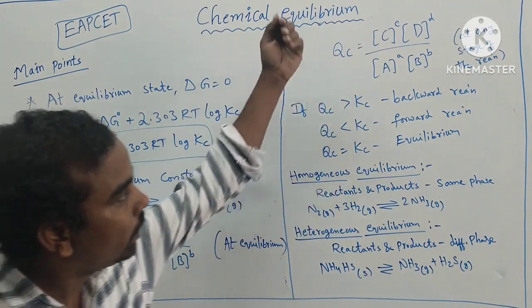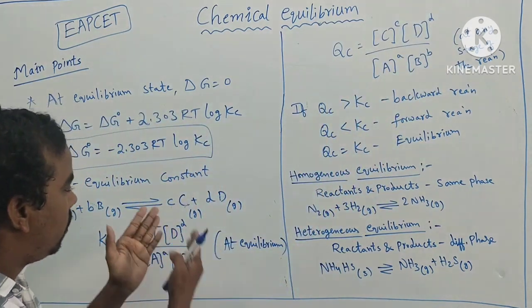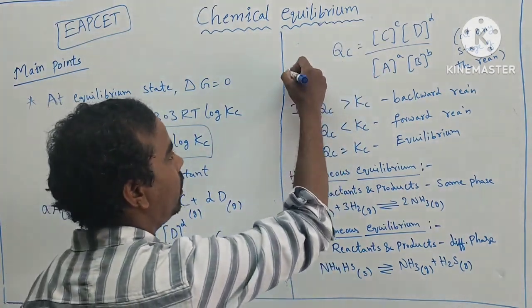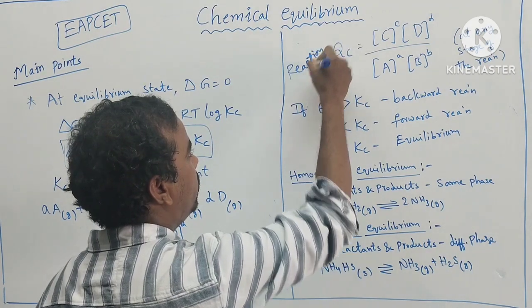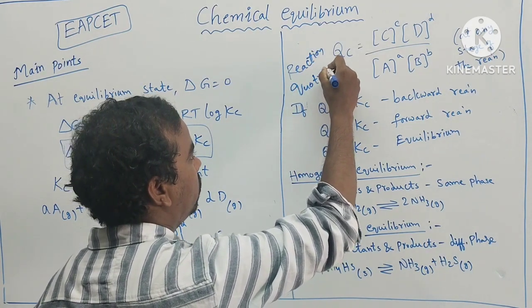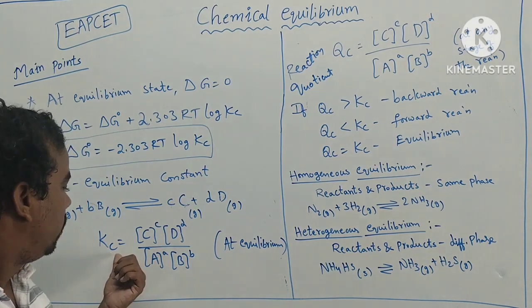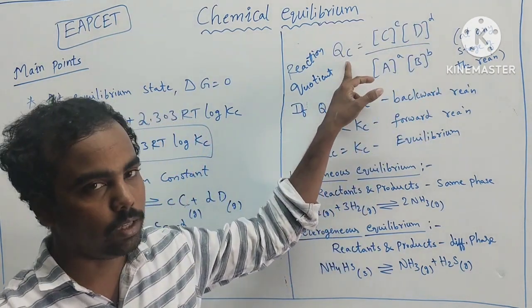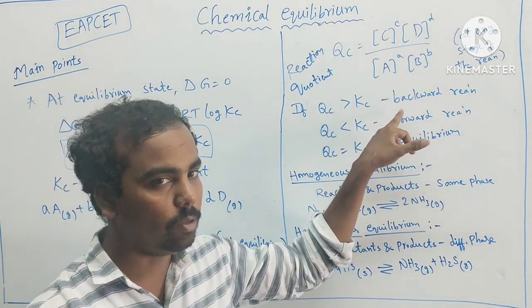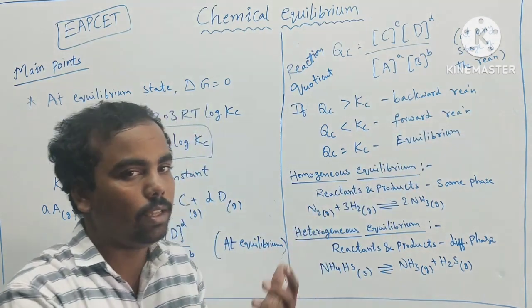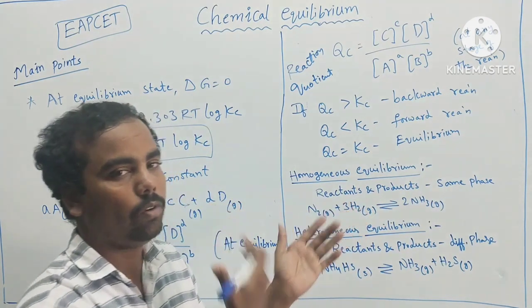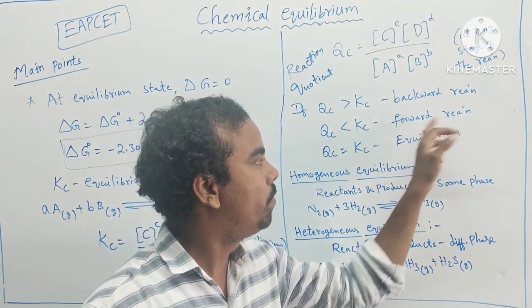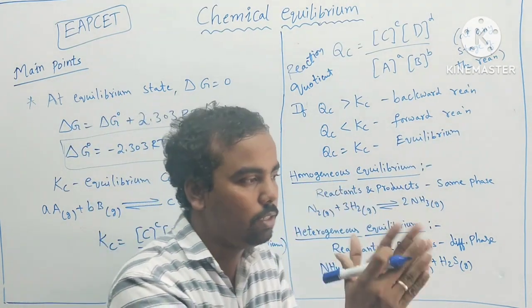If at any stage of the reaction you take the same ratio of concentrations, that is called Qc, the reaction quotient. Only at equilibrium is the ratio called the equilibrium constant. At any stage of the reaction, it is called Qc. If Qc is greater than Kc, the reaction is favorable to the backward direction. If Qc is less than Kc, that means Kc is more, so it is the forward reaction. If Qc is equal to Kc, the reaction is in equilibrium.